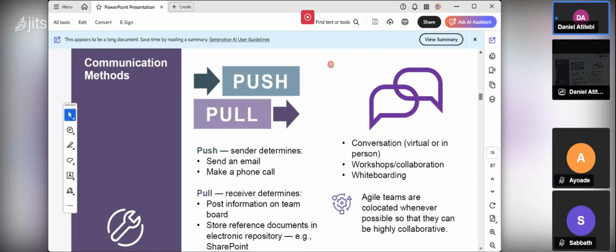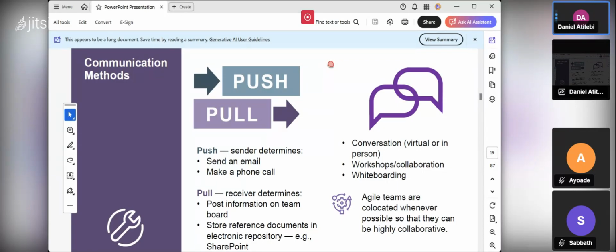Then we have looked at the communication model. These are the communication methods. You can push information to a group of people, a particular person, through sending email or make a phone call. It can be pulled whereby a stakeholder or a team member needs information about the project. It can go to the repository and gather the information that can be useful for the type of work that can be assigned to him. It can be face-to-face communication. We call it interactive communication. We have pull communication, we have push communication, we have interactive communication.